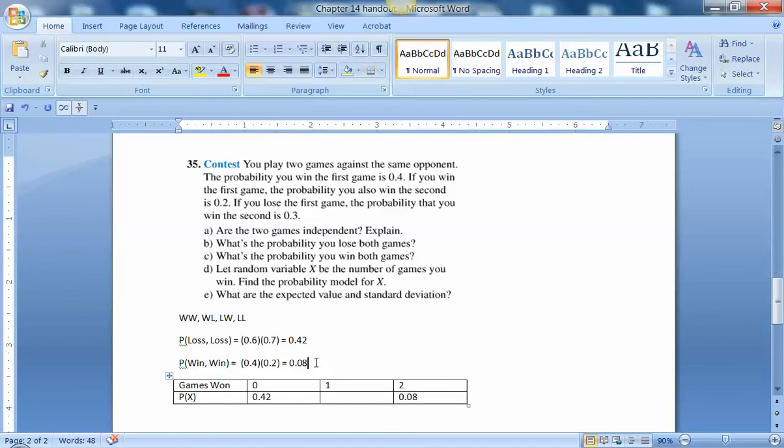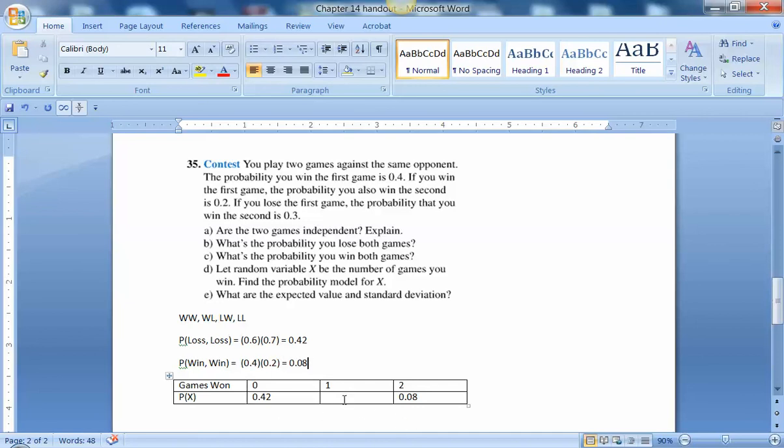Now what's the probability of a win followed by a win? Okay, the probability that you win the first game is 0.4. All right, and then it says if you win the first game, the probability you win the second game is 0.2. So 0.4 times 0.2, 0.08. So there's about an 8% chance that I win both games.